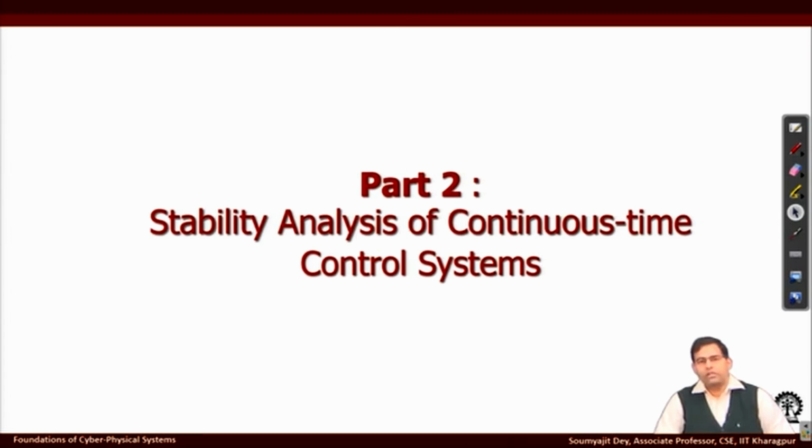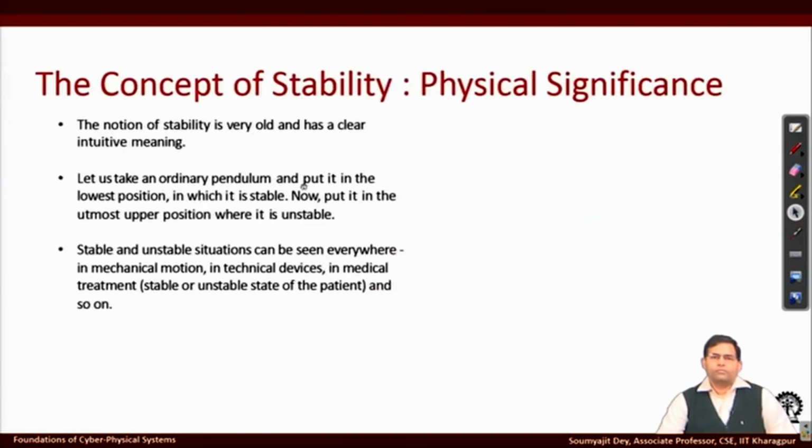By stable we mean that the system design gives you a guarantee that once the system starts, eventually its response will be steered towards some target position in the state space. So let's understand in a physical manner first. When we talk about stability, the idea is very old. So we can just take up an example of an ordinary pendulum.